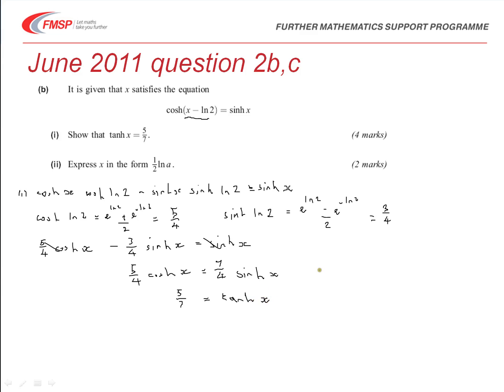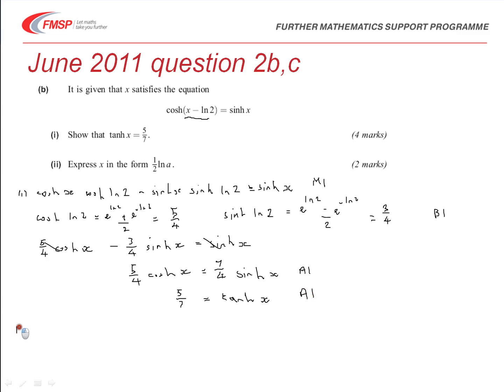Well, 4 marks there will be 1 for using an appropriate substitution. For obtaining these values for sinh and cosh, you'll get a mark for those statements. You will then get an accuracy mark for obtaining the 5 over 4 cosh and the sinh, and then for rearranging that to get the final answer. Okay, so there's the 4 marks for that part.